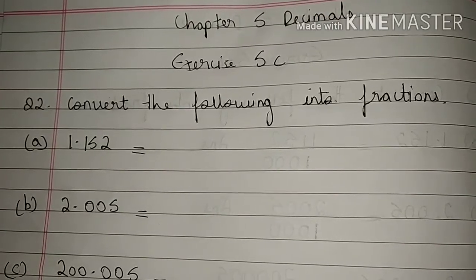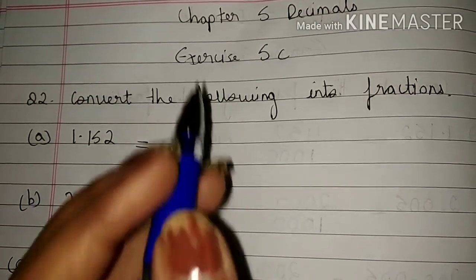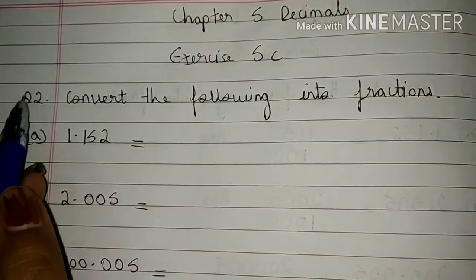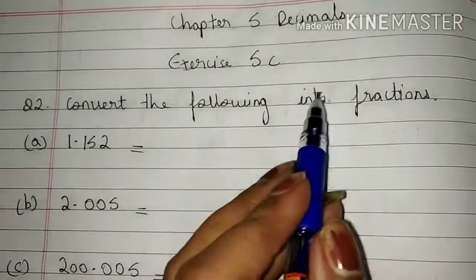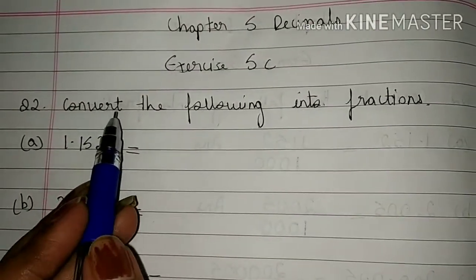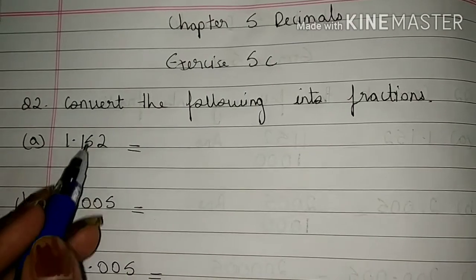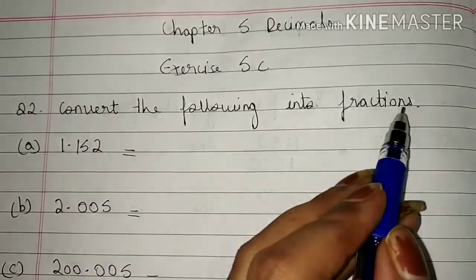Now students, take out your maths book and maths copy. Open page number 84 in your maths book. Students, today we will study question 2 of exercise 5C. Now students, let's start your maths class. Question 2. Convert the following into fractions. Students, today you are going to convert the given decimal number into fraction.